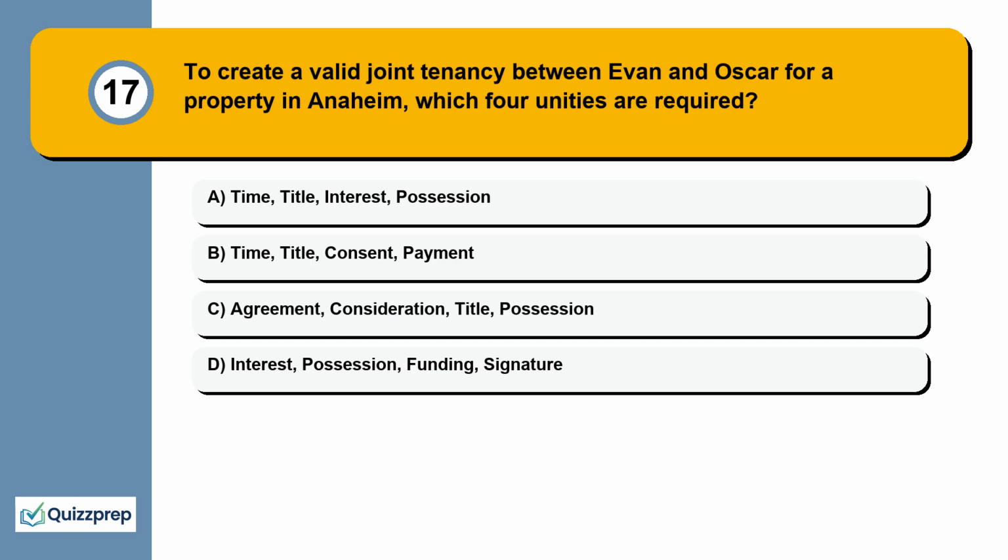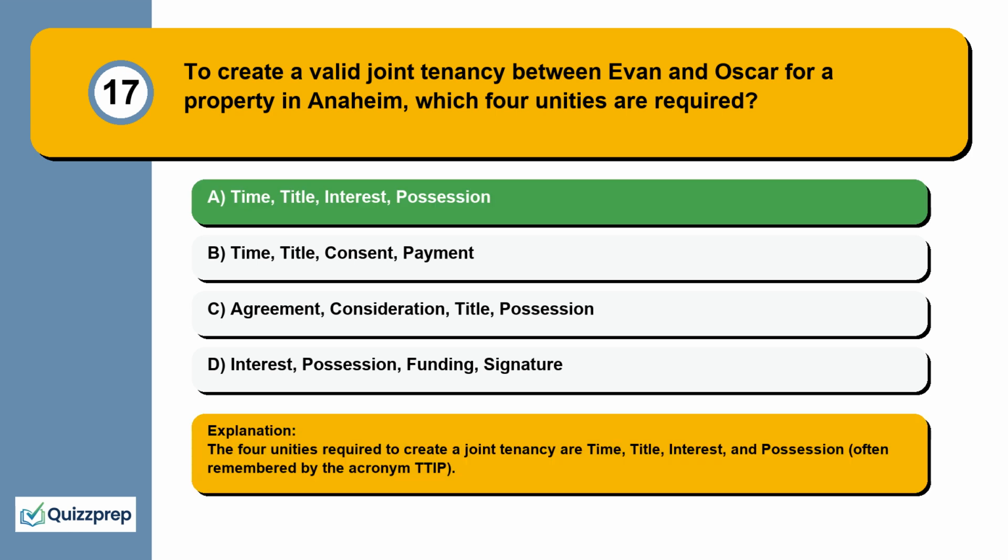Question 17. To create a valid joint tenancy between Evan and Oscar for a property in Anaheim, which 4 unities are required? Time, title, interest, possession. Time, title, consent, payment. Agreement, consideration, title, possession. Interest, possession, funding, signature. The 4 unities required to create a joint tenancy are time, title, interest, and possession, often remembered by the acronym TTIP.